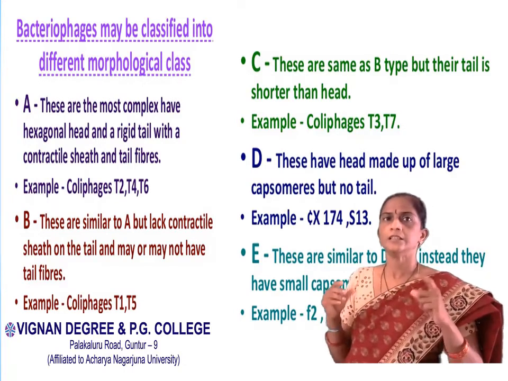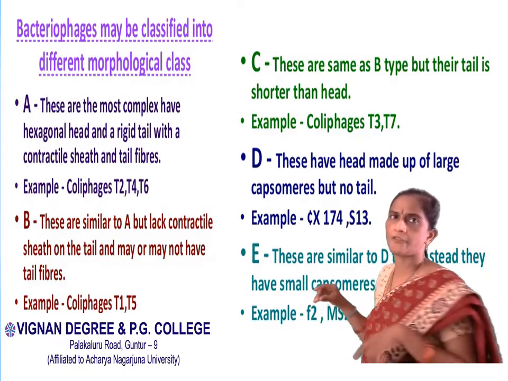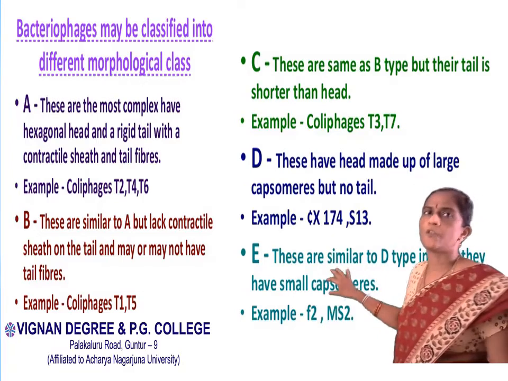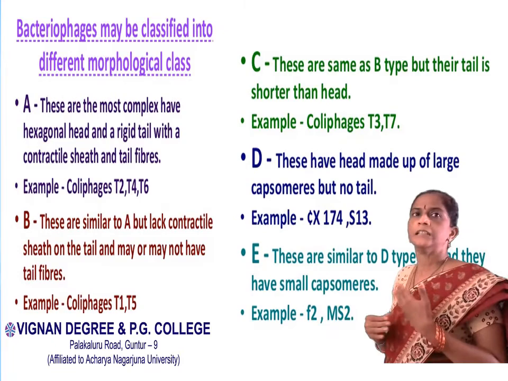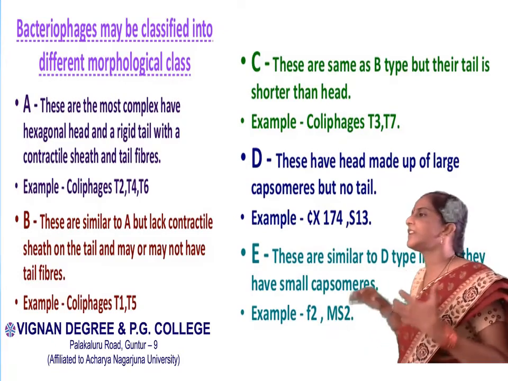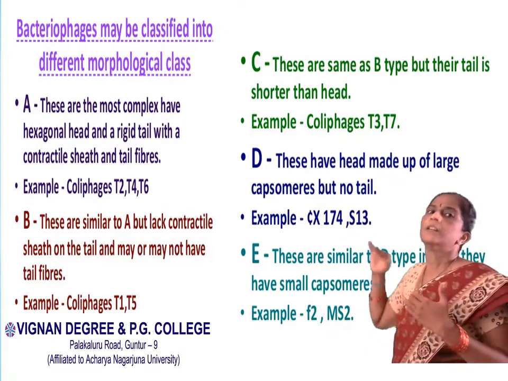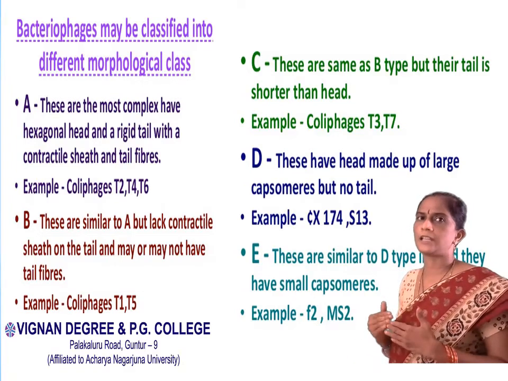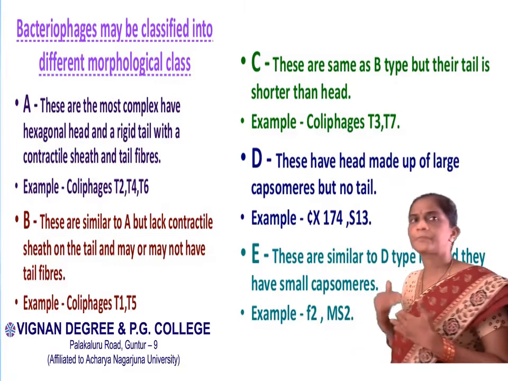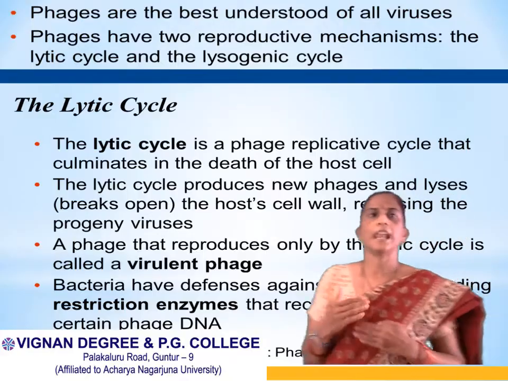Coming to the F group, these are the filamentous bacteriophages. Examples include Pf phages. A filament-like structure will be there. Next, coming to the G group, they have a lipid envelope, consisting of a lipid envelope surrounding the nuclear material. So these are the groups of bacteriophages.